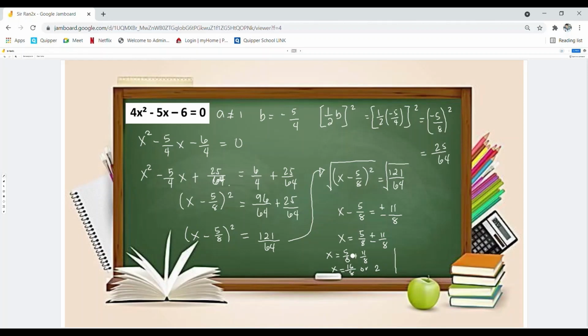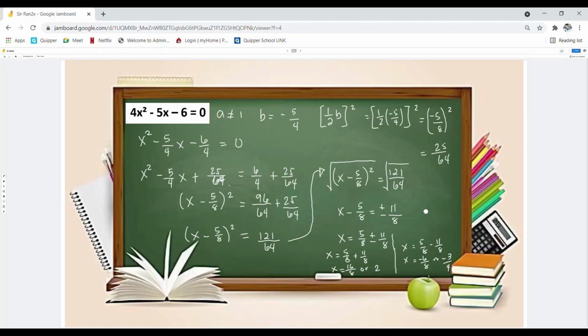How did we get 16? 5 plus 11, 16. Then the denominator is 8, the same, so we just copy it. 16 over 8 is 2. Now let's go to the other side. To solve for the other x, you have x equals 5/8, then we'll have the negative 11 over 8 since we're done with the positive. So minus 11 over 8. And then what is 5 minus 11? You have negative 6 over 8. You reduce that, that is negative 3 over 4. So that's your other solution.